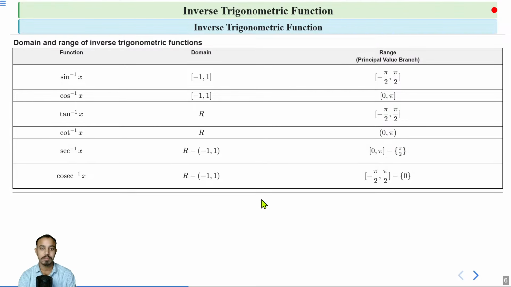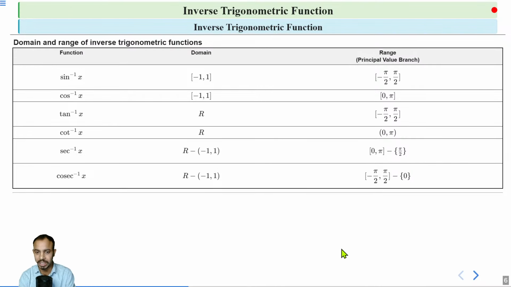The range of sec inverse x is the closed interval 0 to pi minus the singleton set pi by 2. Then for cosec inverse x, the domain is the set of real numbers minus the open interval minus 1 comma 1, and the range of cosec inverse x is the closed interval minus pi by 2 to pi by 2 minus the singleton set 0.